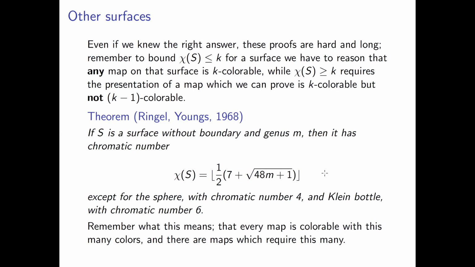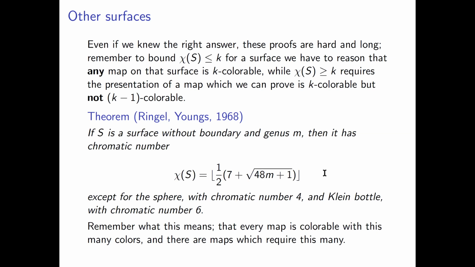So it's actually harder to color in maps on the 2-hole torus or the m-hole torus as m continues to get larger. And there are a couple of exceptions, right? We've already said that this doesn't really apply for the sphere because the chromatic number is going to be 4, and the Klein bottle has chromatic number 6. And remember that this is an incredibly powerful theorem: any map can be done with this many colors, and there are maps which require this many.